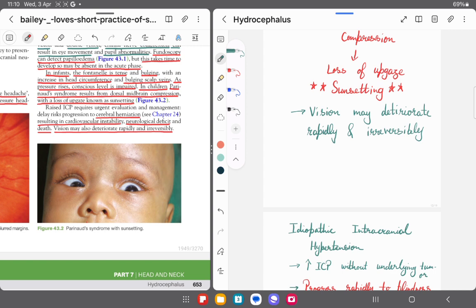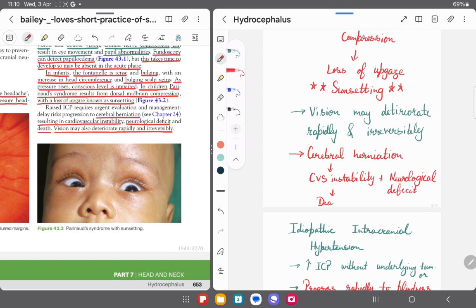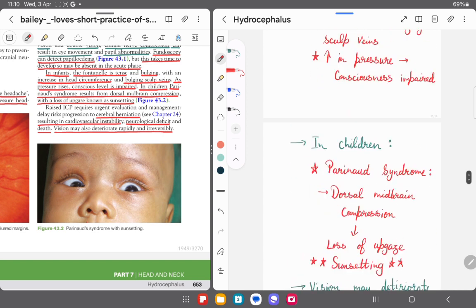Cerebral herniation may result in cardiovascular instability, neurological deficit, and death. So these are the clinical features.